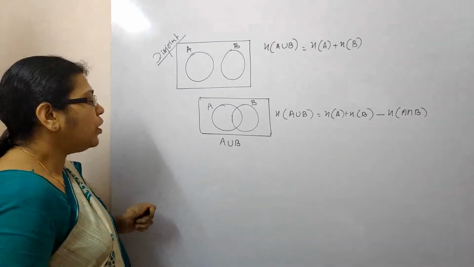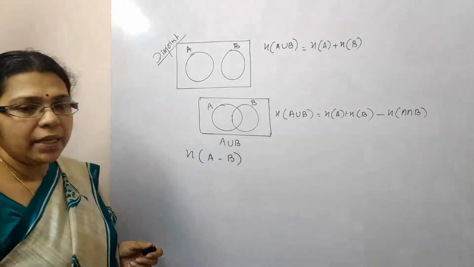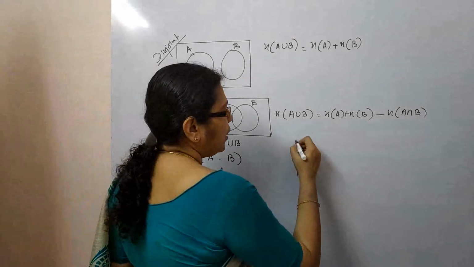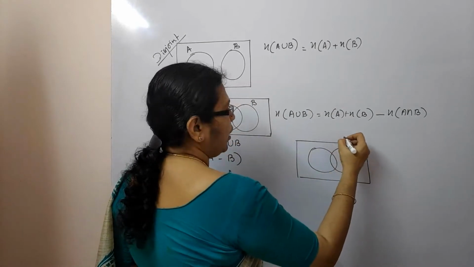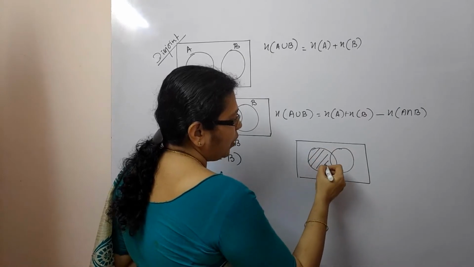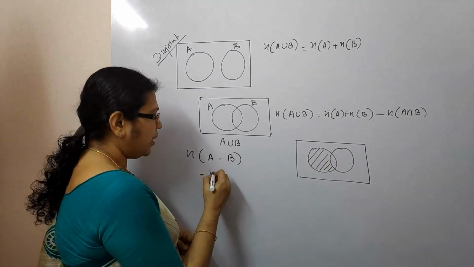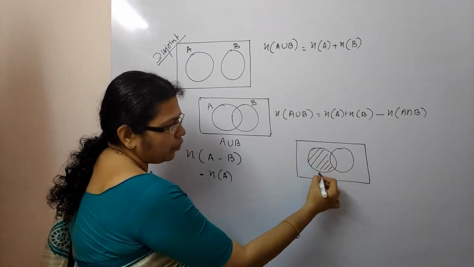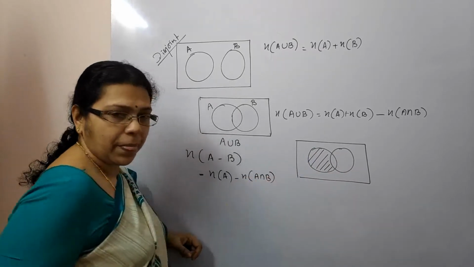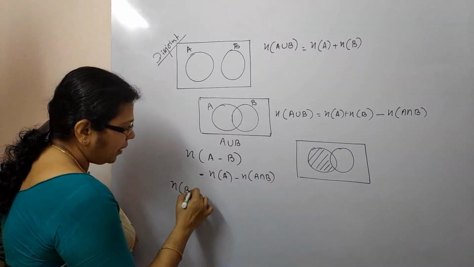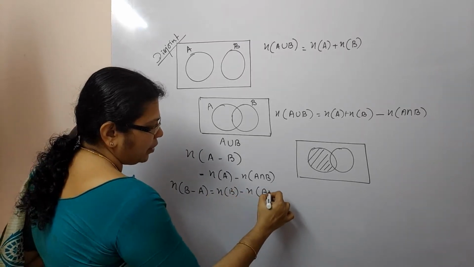Now, what is n(A minus B)? What do you mean by A minus B? The elements that belong to set A but don't belong to set B, isn't it? I have already drawn the Venn diagram for A minus B. Which belongs to A that doesn't belong to B. This is A minus B. Now this is the same as n(A), that means this whole section, minus n(A intersection B). Right? Similarly, n(B minus A) will be n(B) minus n(A intersection B).